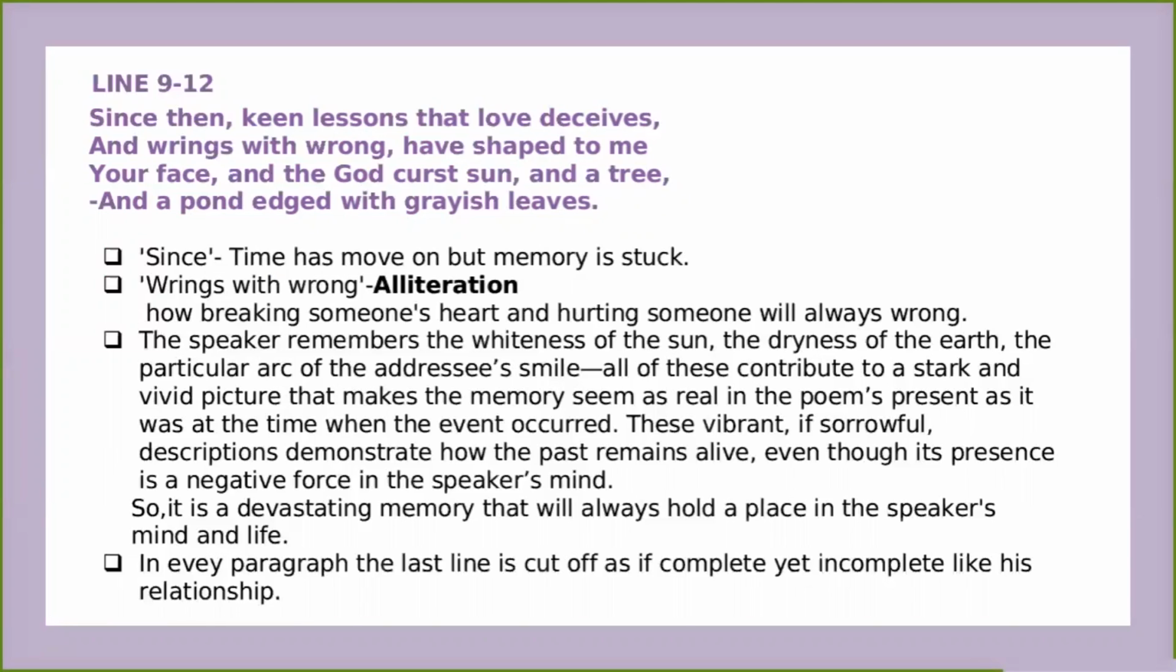So the speaker remembers the last two lines, which are kind of repeated, which shows that the speaker remembers the whiteness of the sun, the dryness of the earth, the particular arc of the lover's smile. All of these contribute to a stark and vivid picture that makes the memory seem as real in the poem's present as it was at the time when the event occurred. So these vibrant and sorrowful descriptions demonstrate how the past remains alive in the mind of the poet, even though its presence is a negative force in the speaker's mind.